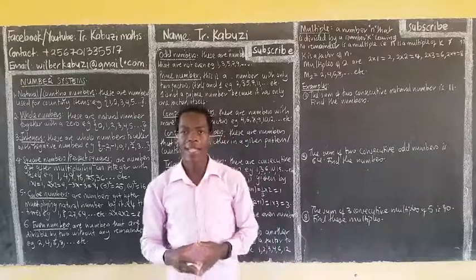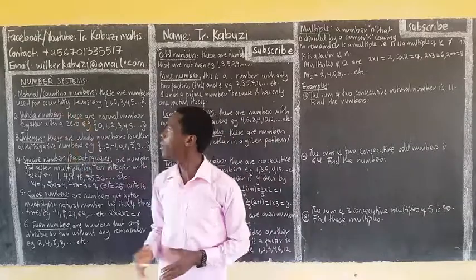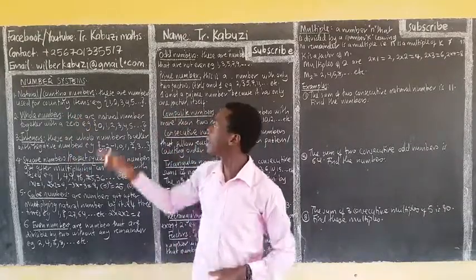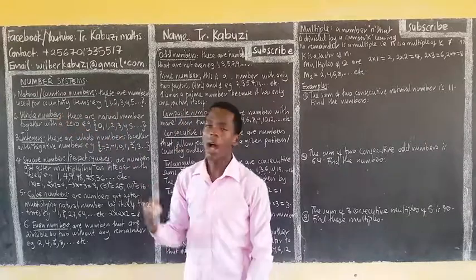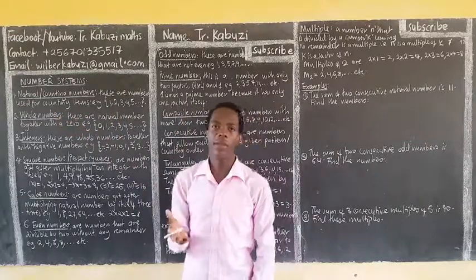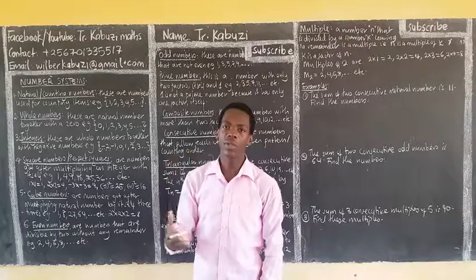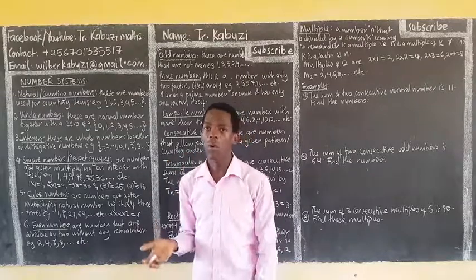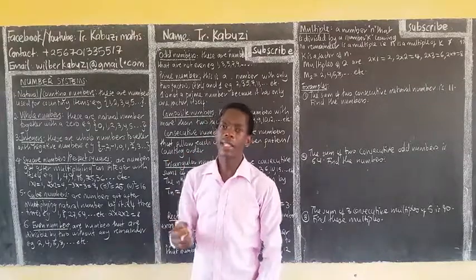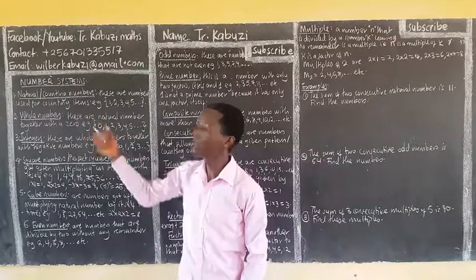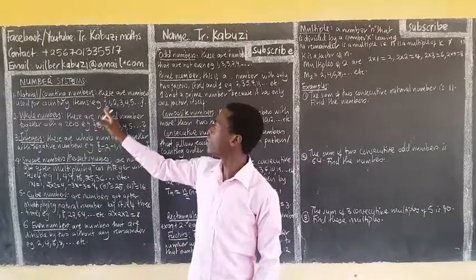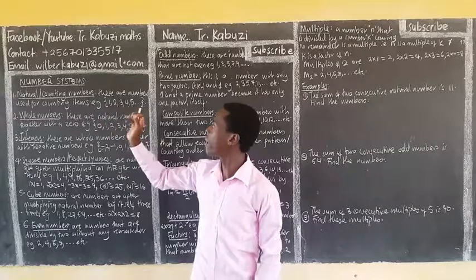Okay, so we are starting now with natural numbers. These are numbers that are used for counting items. If you have two bags, you can count that there are 2, 3, 4. So any number used in counting is called a natural or counting number. These include 1, 2, 3, 4, 5.